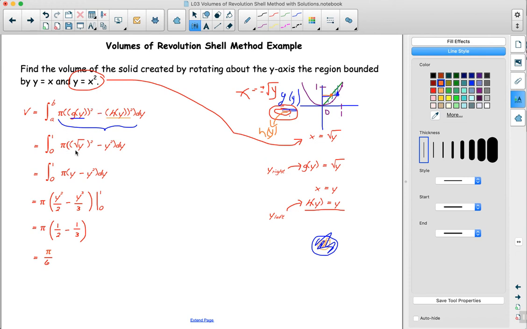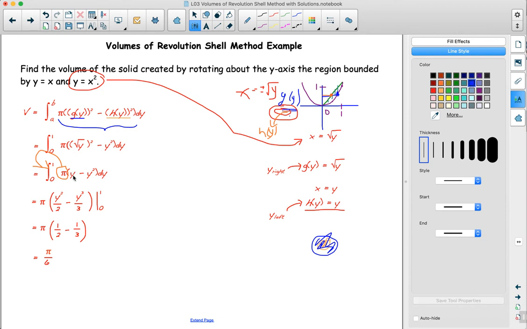So I got pi times g at y is the square root of y, minus h at y is simply just y. So when I square it, I'm going to get y squared. When I take the square root of y and I square it, I'm going to get y. So I'm now going to have pi times y minus y squared dy. I could have brought pi out at any point in time because pi is independent of the variable of integration, so it's a constant as far as this is concerned.